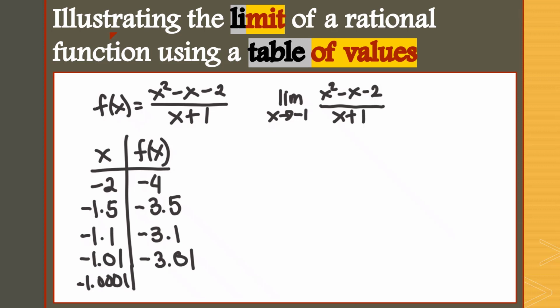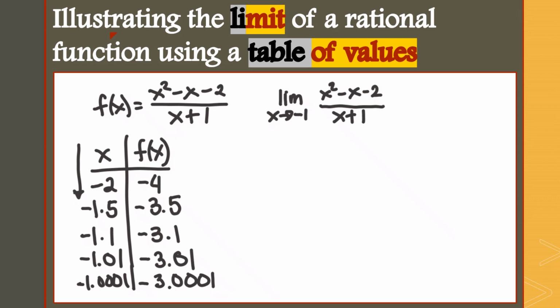The result will be subtracted with that value, so it will be plus 1.0001, then minus 2. That's for the numerator only. Take note, our denominator we also have the same value of x, so we have negative 0.0001. So we will be dividing that with all of the results. You will have negative 3.0001.